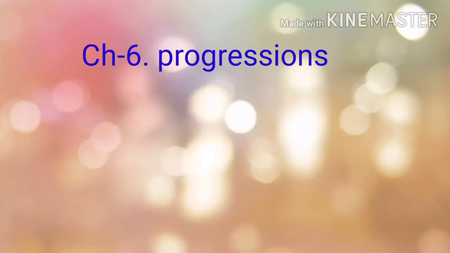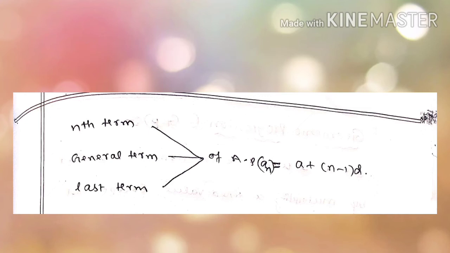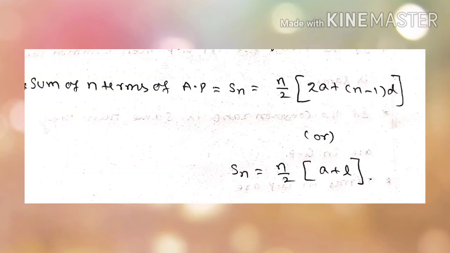Next, chapter 6, progressions. Nth term or general term or last term of AP: an is equal to a plus n minus 1 into d. Next slide. Sum of n terms of AP, Sn. If the sum of terms is given, how can you find it out? Sn is equal to n by 2 into 2a plus n minus 1 into d, or one more formula, Sn is equal to n by 2 into a plus l.